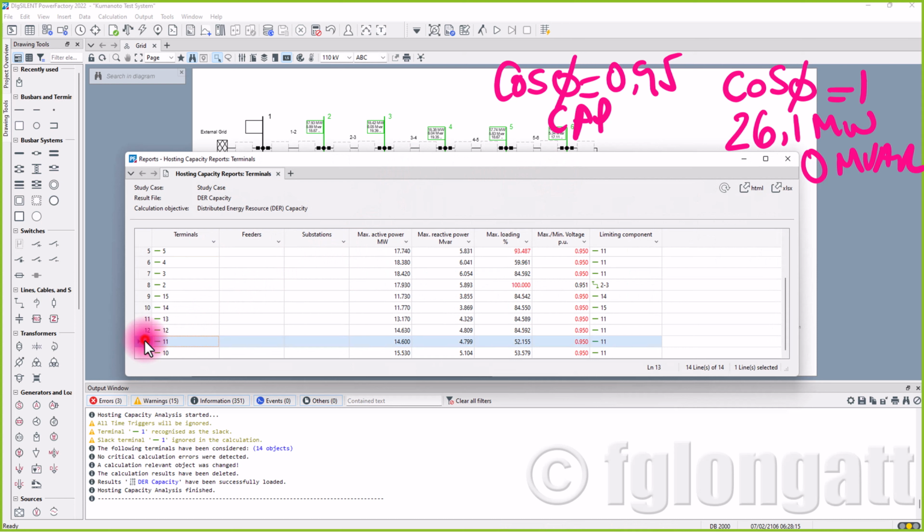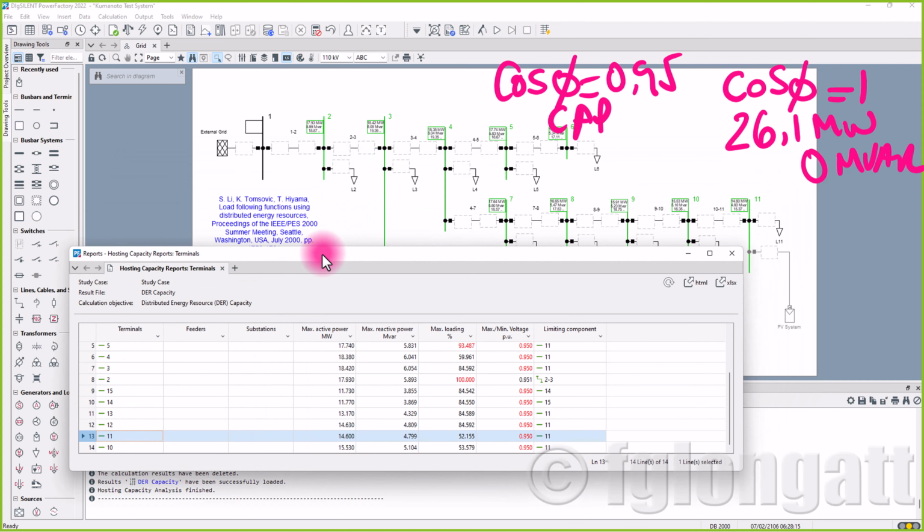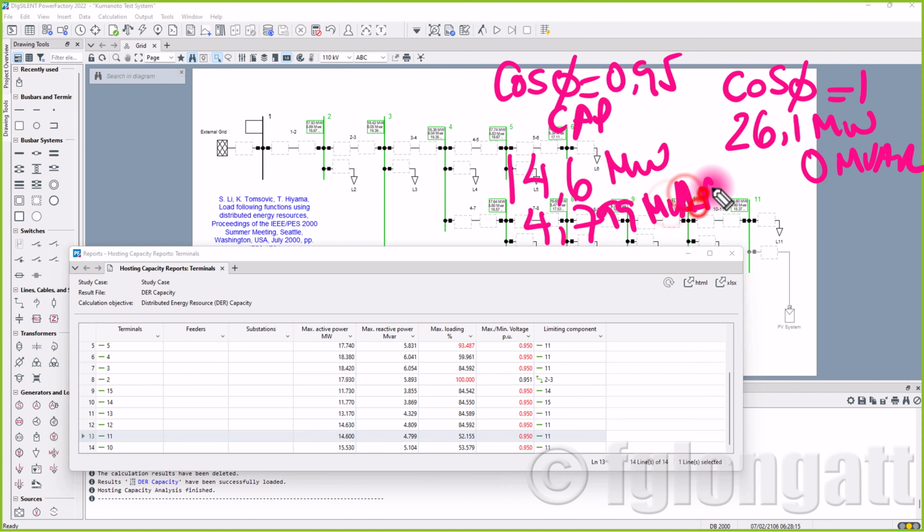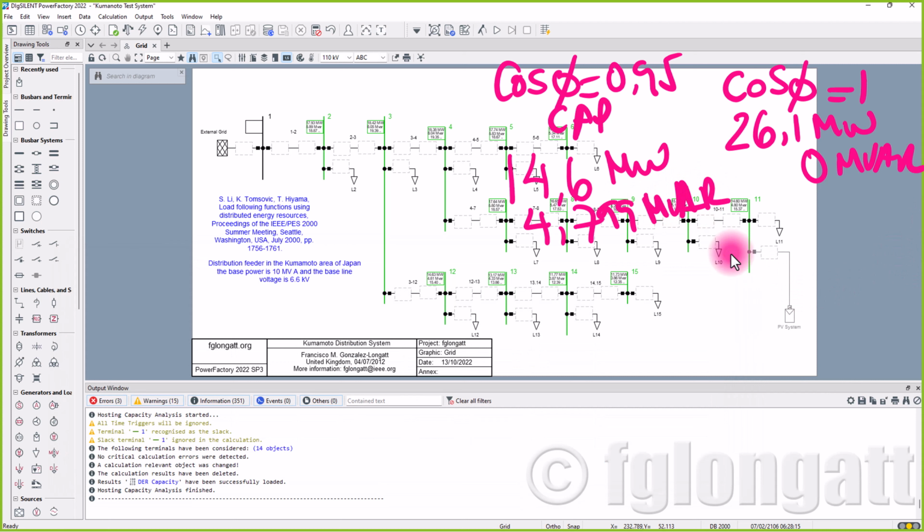Oh my goodness. As you can see, as we are using 0.95, the active power is reduced to 14.6 megawatts, because the maximum reactive power will be 4.799 MVAr. This is beautiful, because right now I show my students, I want the converters to produce reactive power. But if the converter is producing reactive power, how is that reactive power affecting the possibility of producing active power and selling active power to the grid?